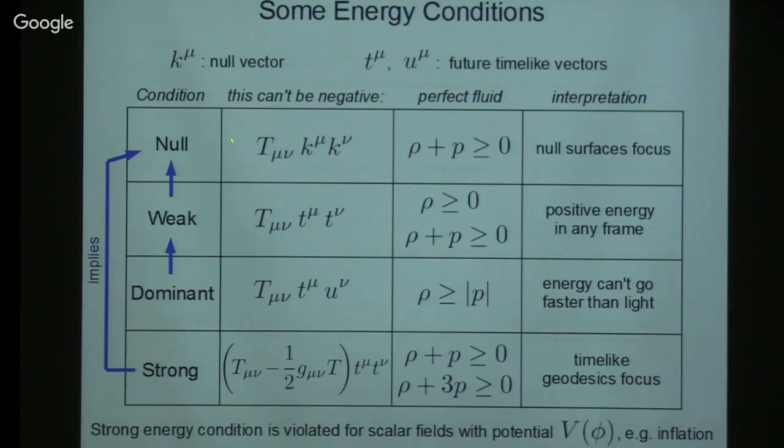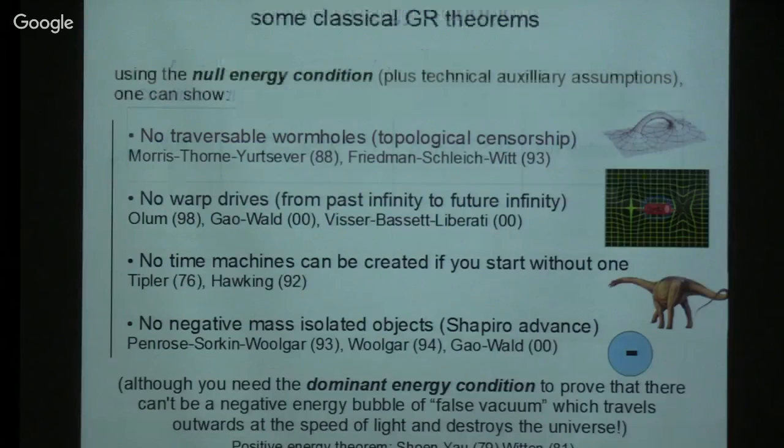Now, all of these conditions actually end up being violated by quantum fields. So that is going to be the next stage of this parachute joke: how do we deal with quantum fields. First, though, I want to tell you some of the theorems that you can actually prove using energy conditions, because you normally need to assume an energy condition to prove something in general relativity that restricts the space-time.